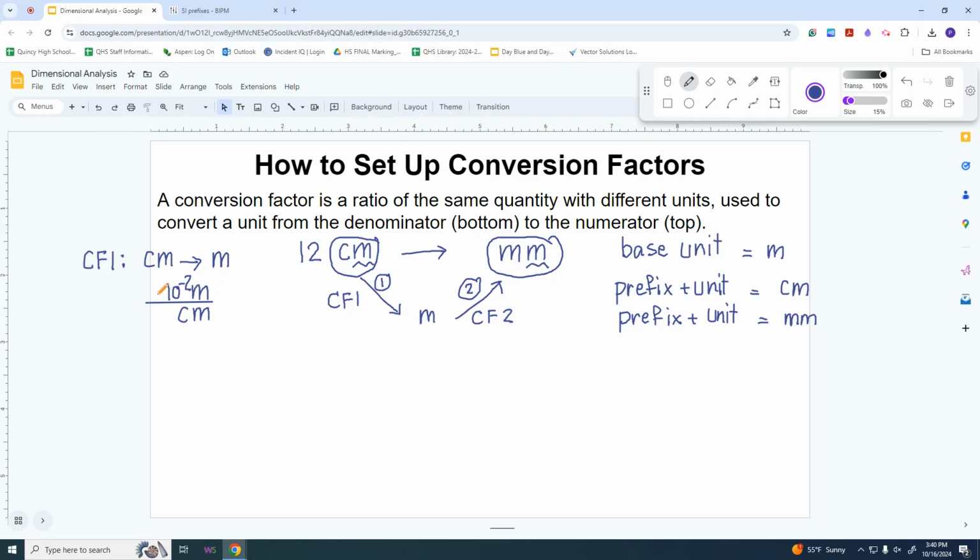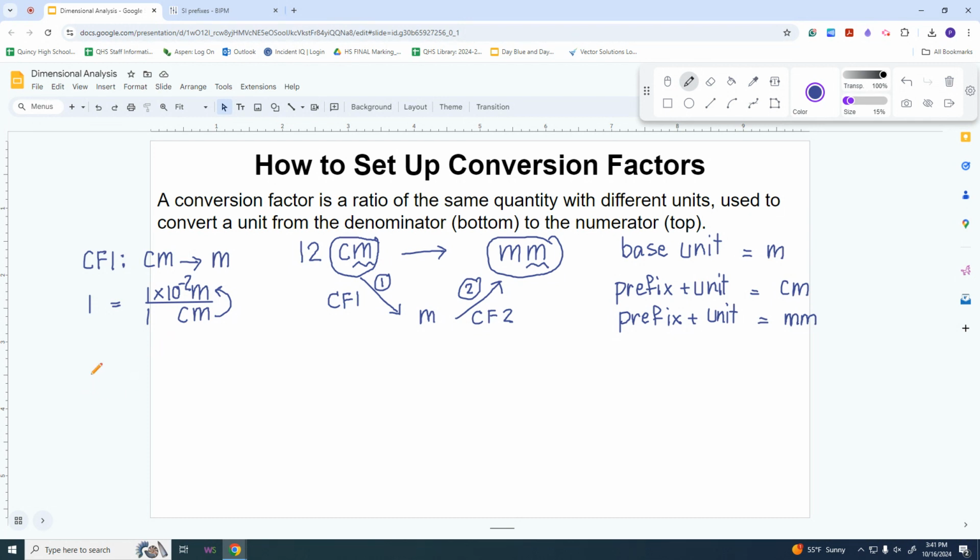So this ratio, 1 times 10 to the negative 2 meter over 1 centimeter, is a conversion factor to convert from centimeter to meter, okay? And this ratio is actually equal to 1. So that's conversion factor 1.